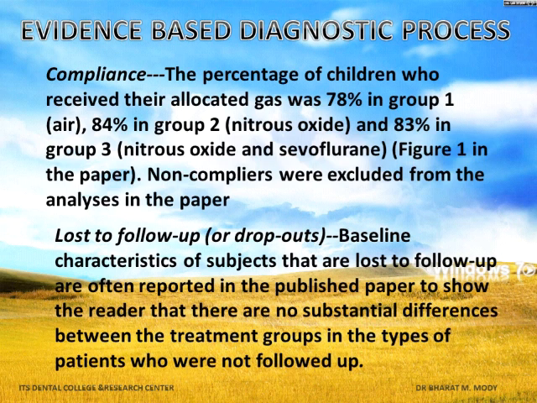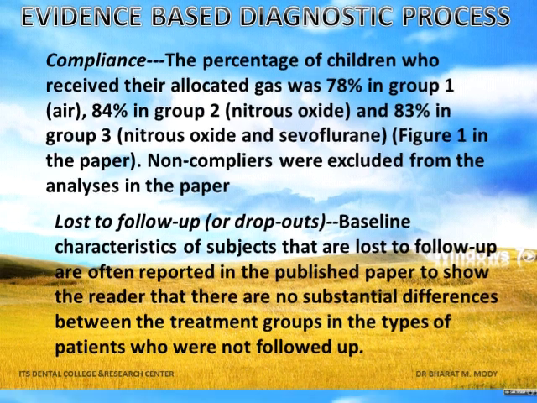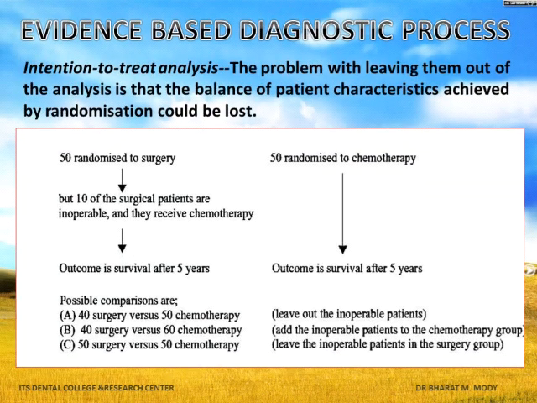How much was the compliance? 70%, 84% and 83% was the compliance, which was very good. Loss of baseline characteristics of the subjects and loss to follow-up are often reported and published in the papers, and this should always be taken into consideration, because the results on those dropouts will vary your results, because you are taking average results, right?